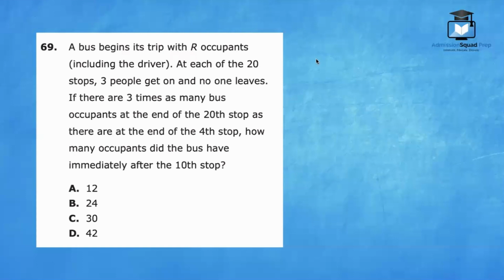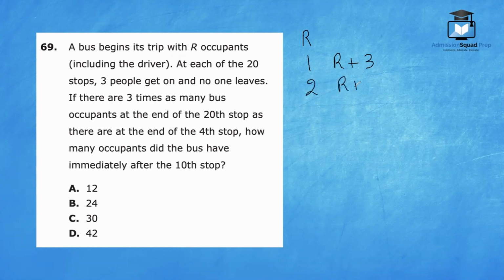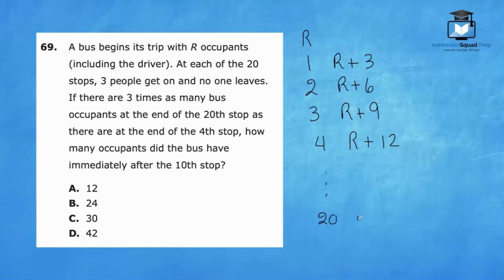That was a mouthful. Let's see if we can write down some of this information so we can make sense of it. So it starts off here with R. After the first stop, it will be R plus 3. After the second stop, we have R plus 6. The third stop, R plus 9. The fourth stop, R plus 12, and so on and so forth. After the 20th stop, it will be R plus 60.